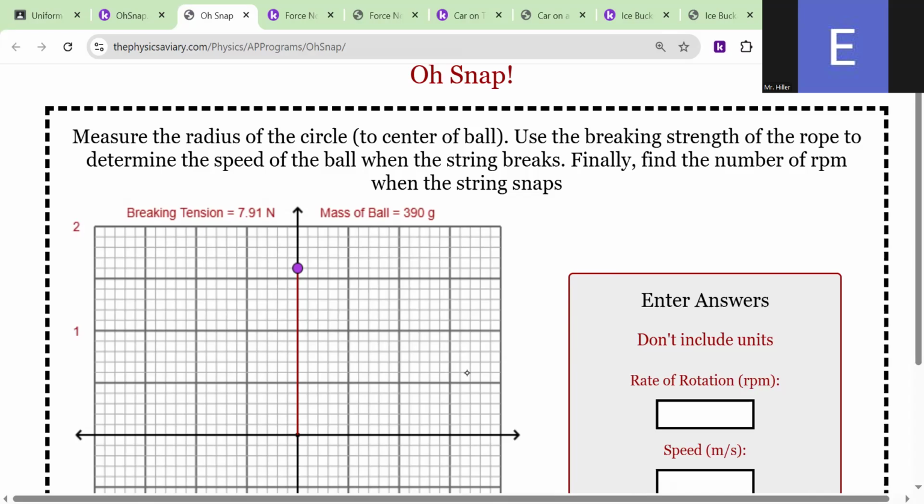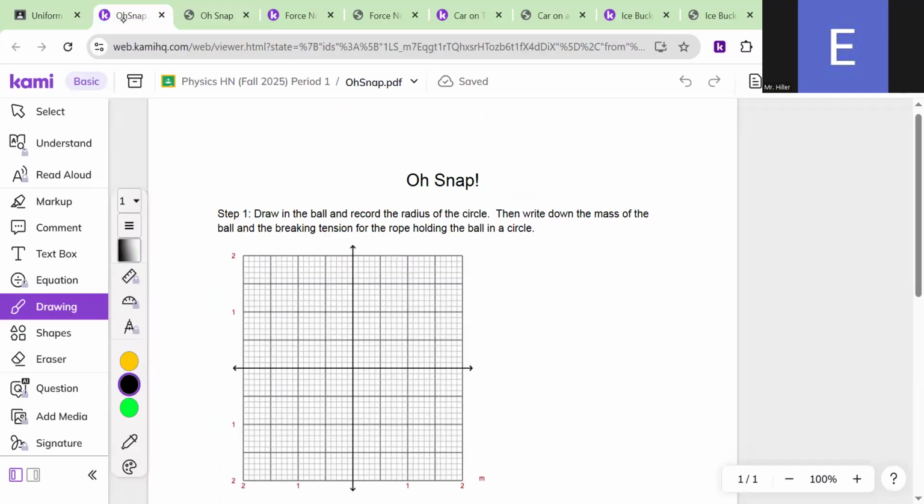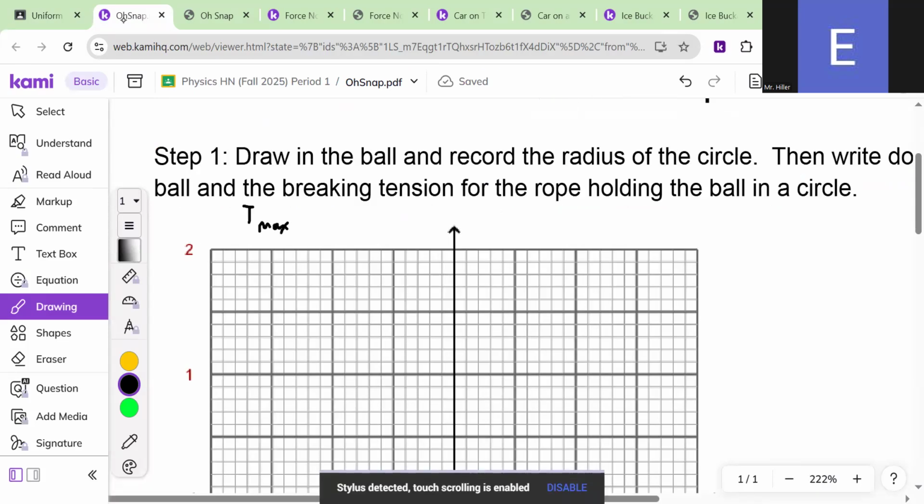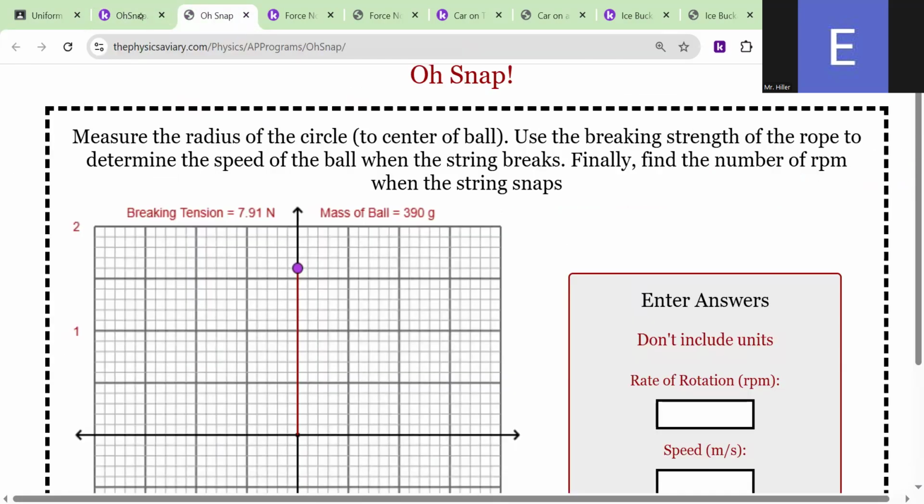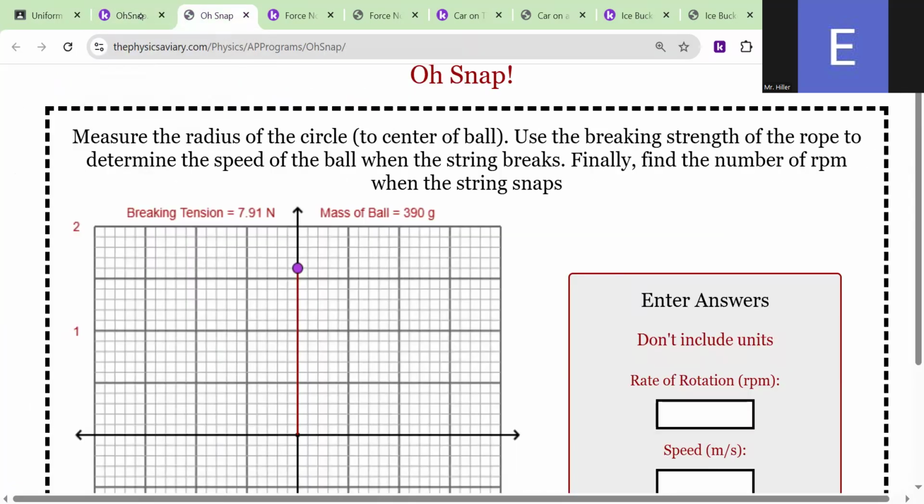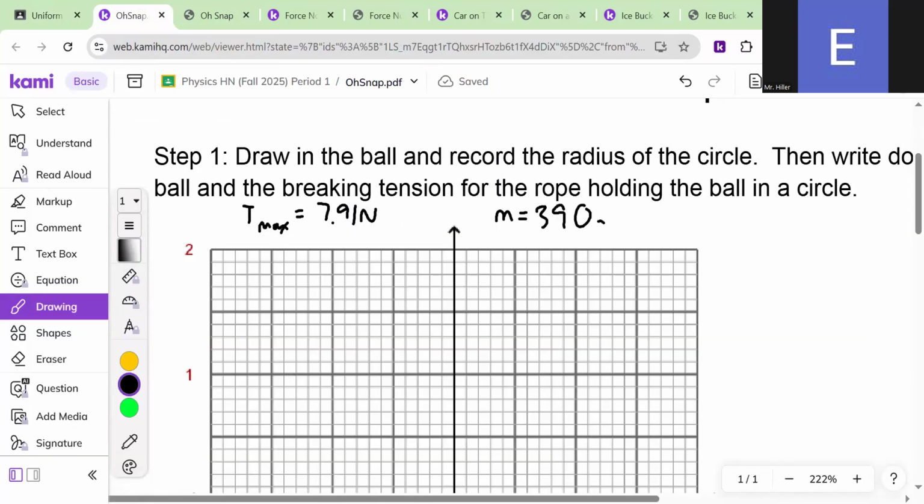You can see at the very top of the screen, we're given the breaking tension, the maximum tension. In my case, it's 7.91 newtons, and the mass of the ball, 391 grams. Write down your information. I'll write down mine. I'm going to call breaking tension T max, which is 7.91. Write down yours. Your mass is going to be in grams, so you have to convert it. 390 grams would be 0.390 kilograms.